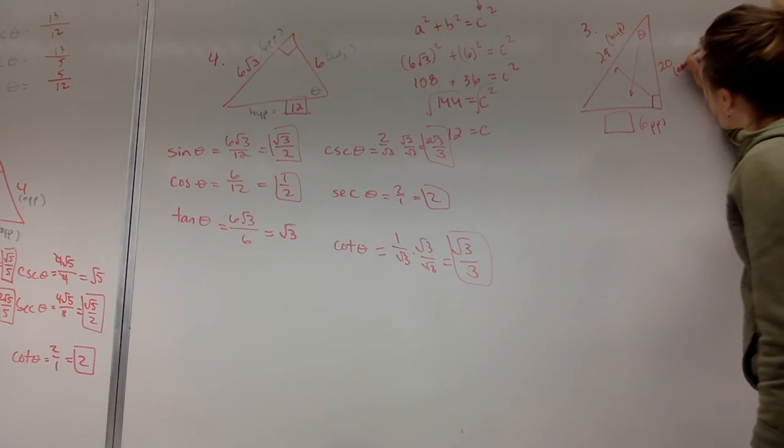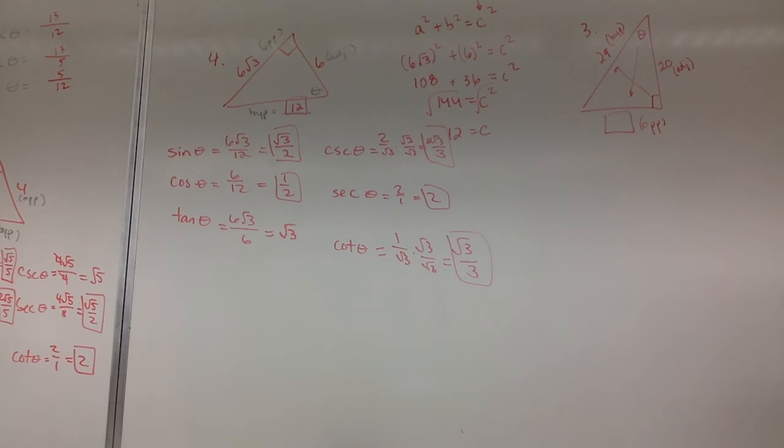And then that leaves 20 as my adjacent. I always do adjacent last, so adjacent is always last in line. So for this one, I would do 20 squared plus B squared equals 29 squared. So my hypotenuse should be my C term.